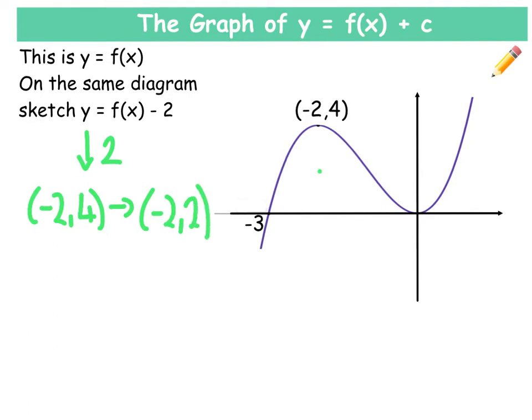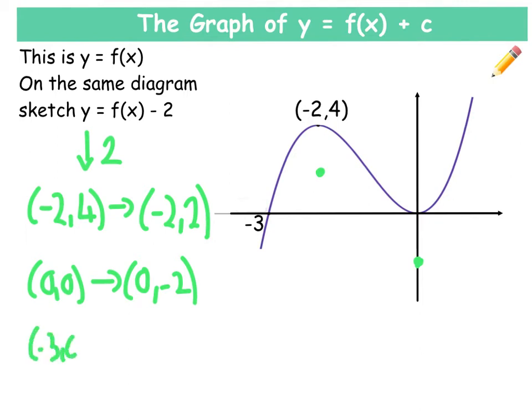So I'm just going to mark that somewhere there, okay? Your other turning point is 0, 0. If you move that down 2 places, that will become 0, minus 2. So I'm going to mark that about there. And then the other coordinate they've given us is minus 3, 0. So minus 3, 0, if you move that down, it would be minus 3, minus 2. So I'm just going to mark that about there. And then I'm just going to draw that same shape.